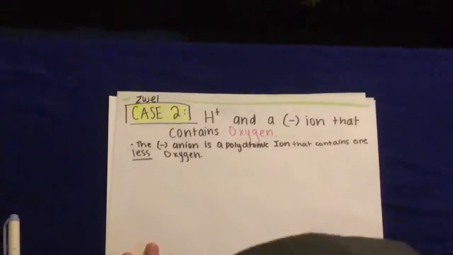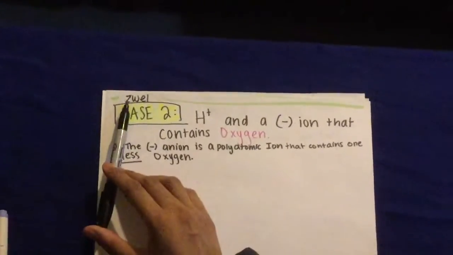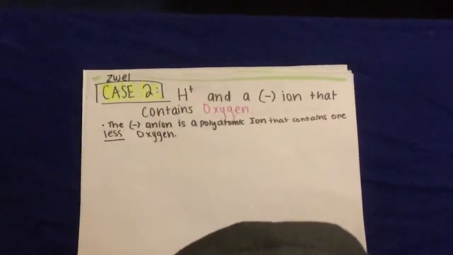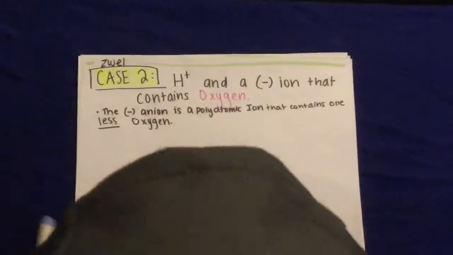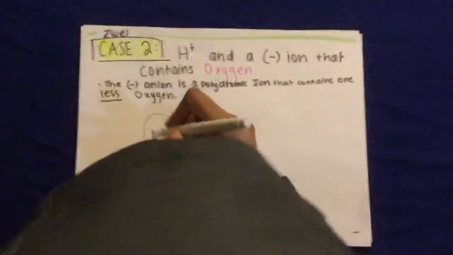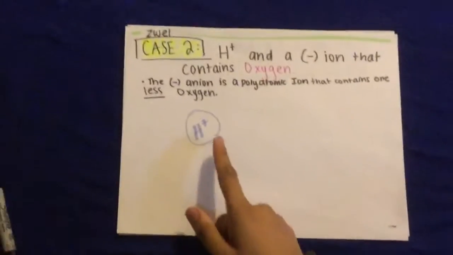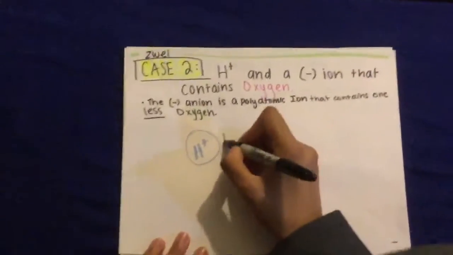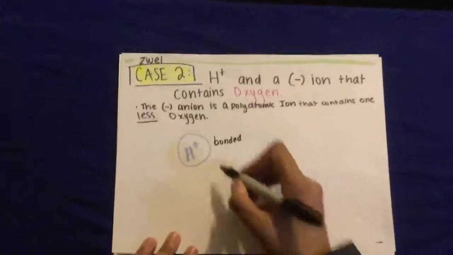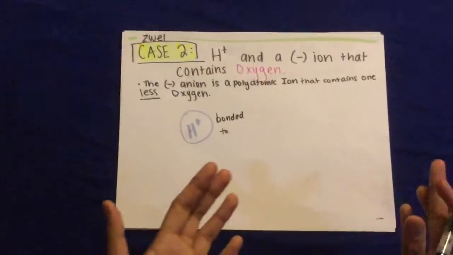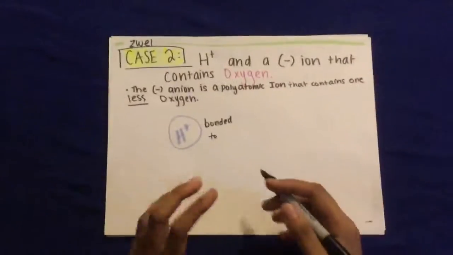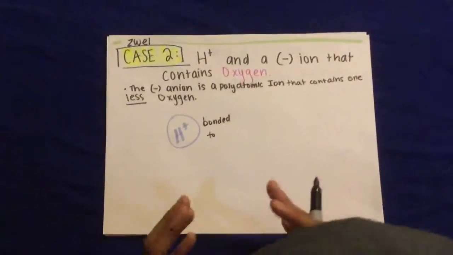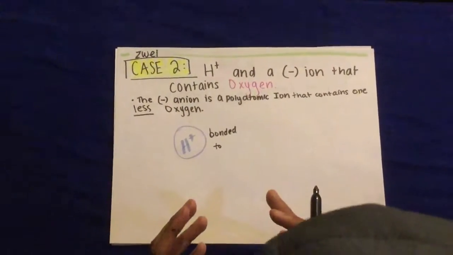And let's get to case number 2, or in German, they say zwei. I hope I said that right. Please, again, don't sue me. Case number 2 is when you have a positive hydrogen ion, so for example, H plus, and it is bonded to a polyatomic ion, which you should know at this point what a polyatomic ion is. It's a molecule where the entire molecule has a certain charge.